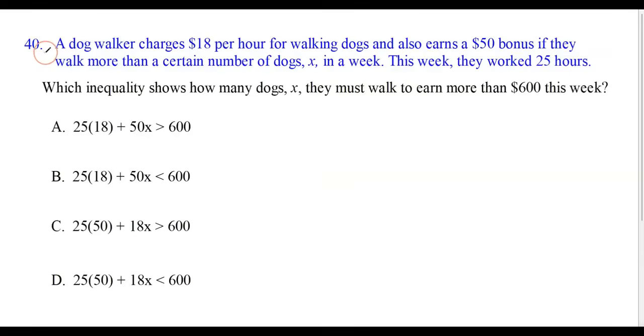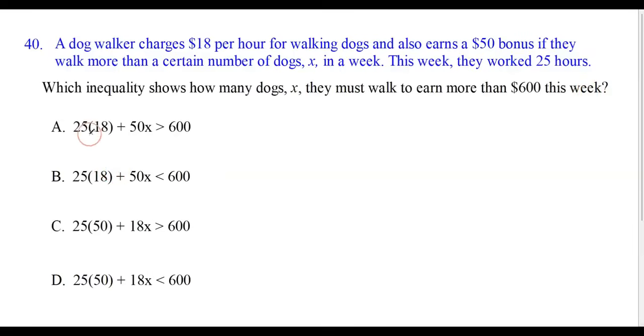Question 40. A dog walker charges $18 per hour for walking dogs and also earns a $50 bonus if they walk more than a certain number of dogs X in a week. This week they work 25 hours. Which inequality shows how many dogs X they must walk to earn more than $600 this week?